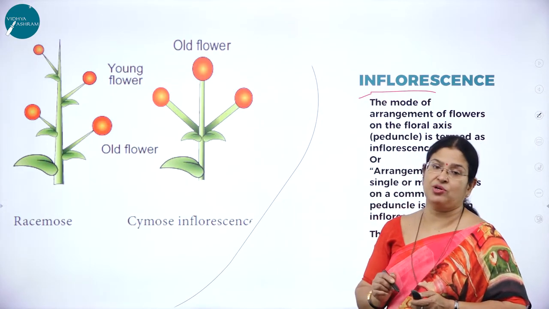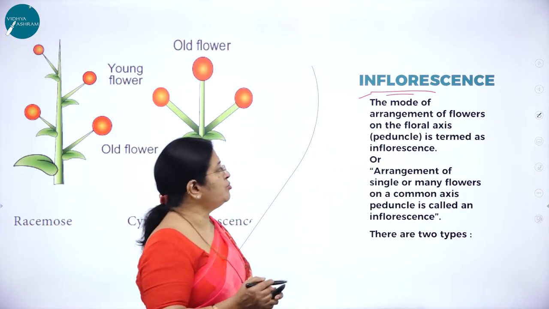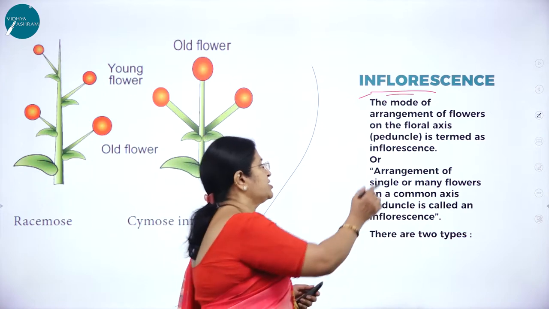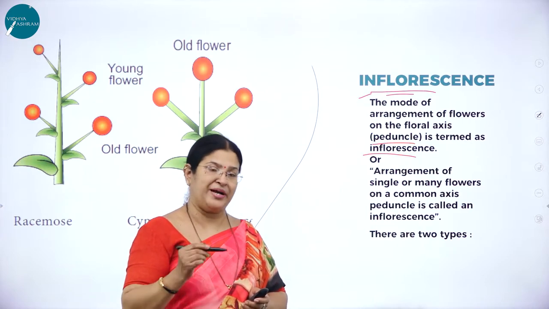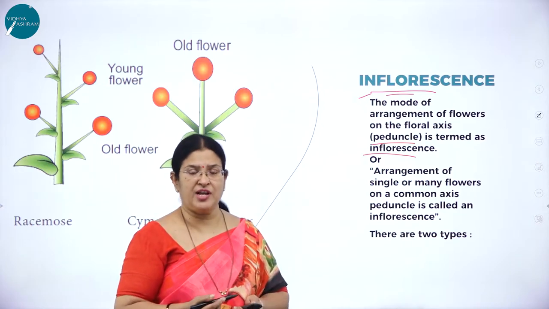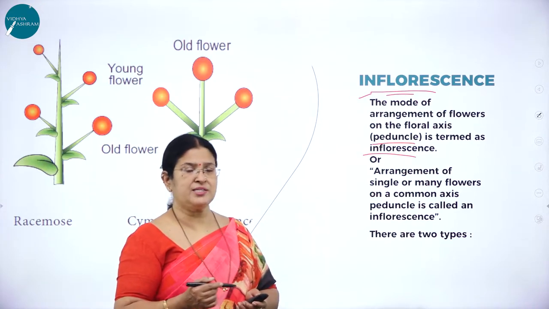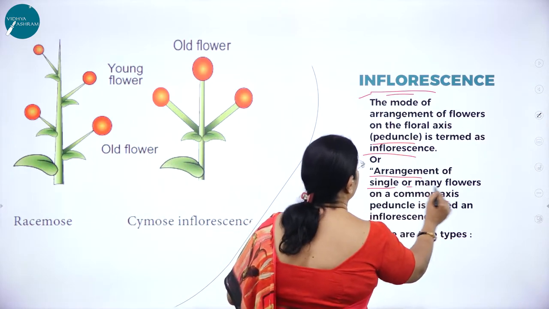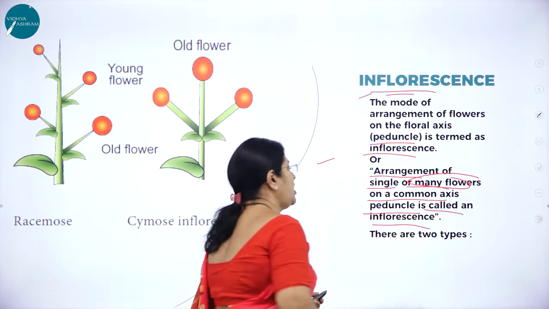Now let us see exactly what is this inflorescence. Inflorescence is nothing but the mode of arrangement of flowers on the floral axis. And what is that floral axis otherwise called? It is called peduncle, and that mode of arrangement of flowers on the floral axis called peduncle is called inflorescence. Or let me explain it in a very simple form. The bunch of flowers, the cluster of flowers borne on the floral axis of a plant body is called inflorescence. Or it is otherwise defined as arrangement of single or many flowers on a common axis. Actually, it is many flowers on a common peduncle.